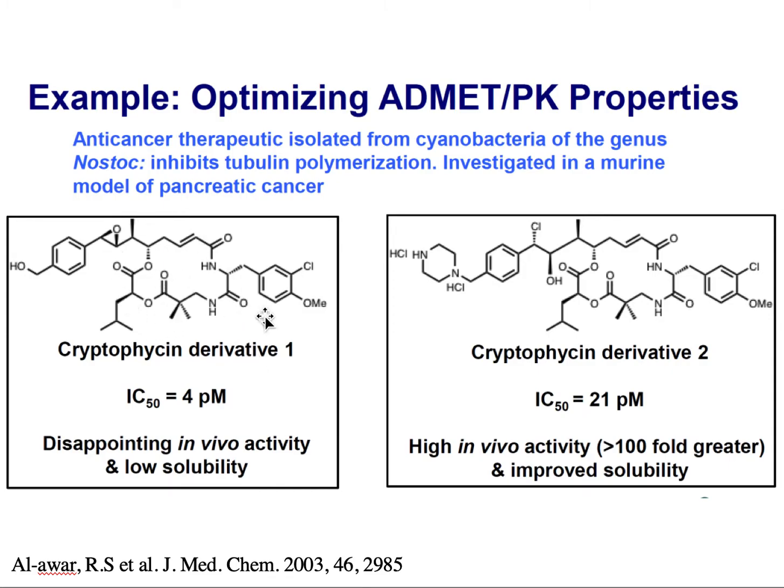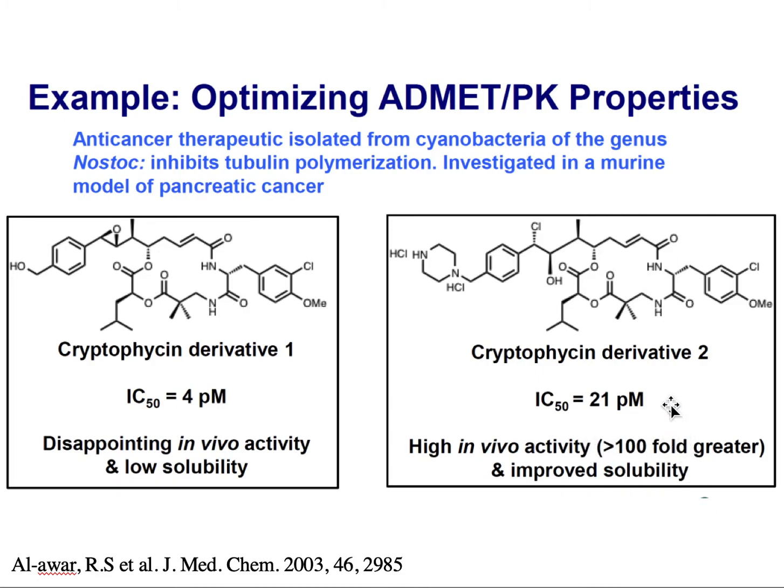Well, actually, it basically has a poor partition coefficient, so it's not able to readily cross membranes. In addition to that, low solubility can actually make it really hard to formulate as a drug. Versus this derivative 2, where you've only gone up a little bit in IC50, basically an order of magnitude. But the in vivo activity is a lot better, and it's a lot more soluble.